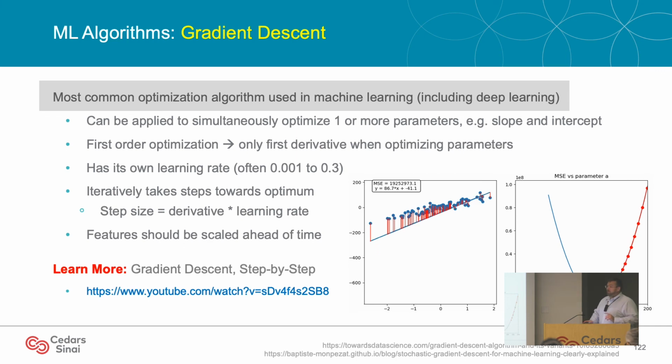Notably, to use gradient descent, your features should be scaled ahead of time, like we talked about way back in data preprocessing. If you want to learn more about this, if you want to understand the mathematical steps, check out this YouTube link. This is an awesome set of YouTube videos on machine learning by a guy who calls his channel StatQuest. He says BAM a lot. Anyone, have you heard of StatQuest? Yeah, awesome. So this is a great video on gradient descent.